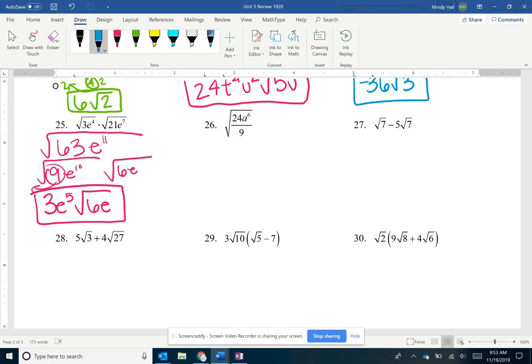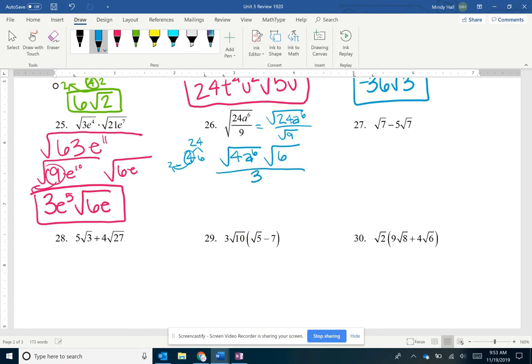So then for number 26, even though it looks kind of ugly, all you're really doing is taking the square root of the top and then the square root of the bottom. So with 24, if you just come off to the side, 24 breaks into 4 times 6. And 4 is the only perfect square in that, which would give us 2. So instead of having this as 24a to the 6th, this is like 4 times 6, and we can keep that a to the 6th with the 4 all over.